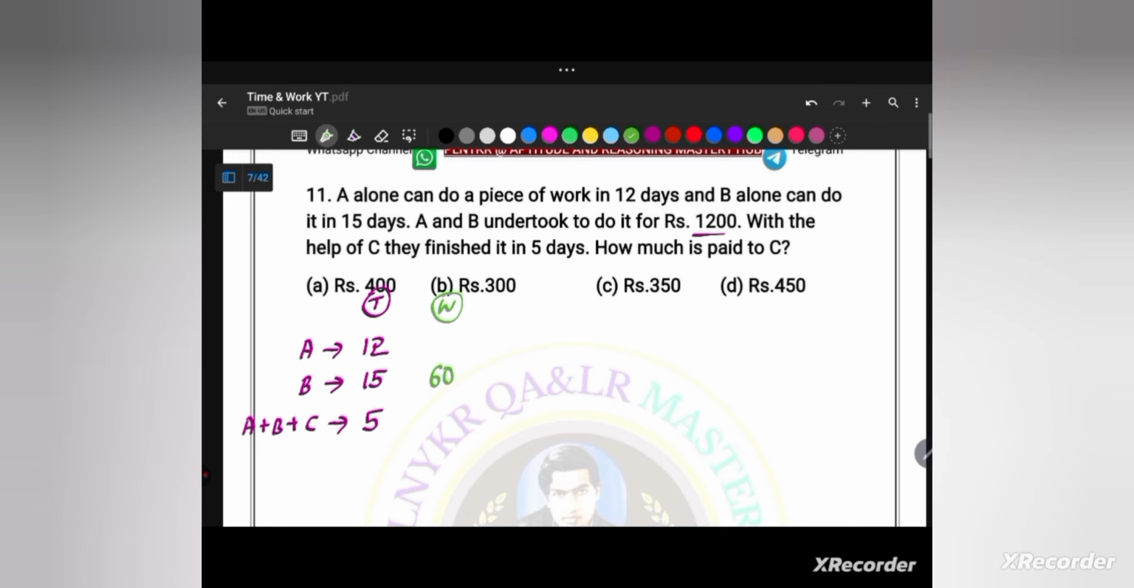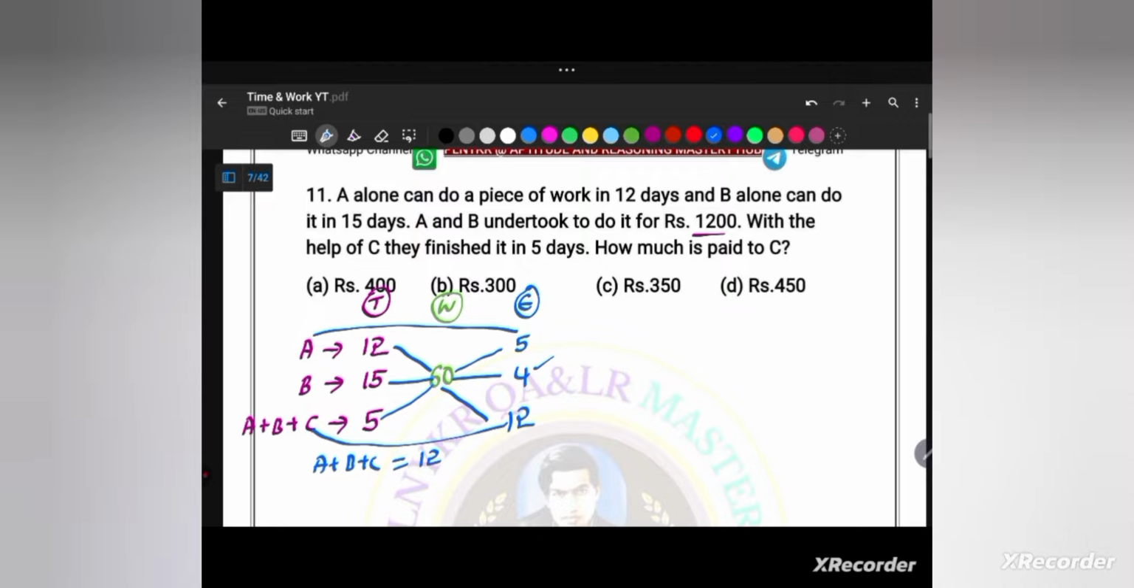Next we find the efficiency of each one. A means 60 by 12, which is 5 units. Coming to B, 60 by 15 means 4. Working together, 60 by 5 means 12. Now A plus B plus C equals 12, so from these you get the C value. A plus B plus C equals how much? 12. A's efficiency is 5, B's efficiency is 4. Now C will be 3.